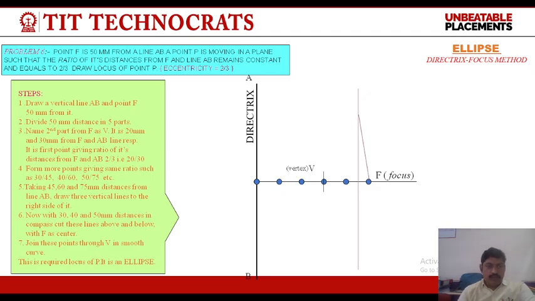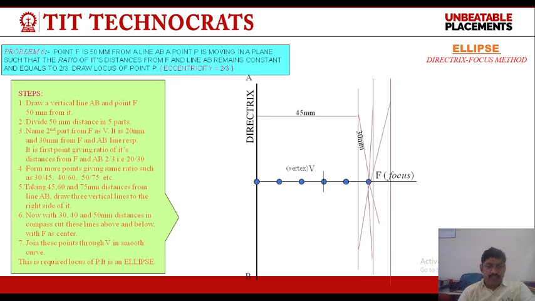For more points, giving the same ratio such as 35, 45, 40, 60, etc. Taking 45, 60 and 75 distance from the line AB, draw 3 vertical lines to the right side of it. Now with 30, 40 and 50 mm distance in the compass, cut these lines above and below with F as a center. Join these points to the vertex in a smooth curve. This is the required locus of P. It is an ellipse, like this.